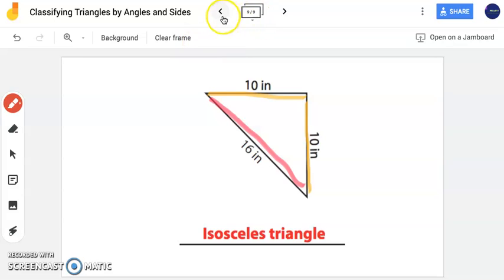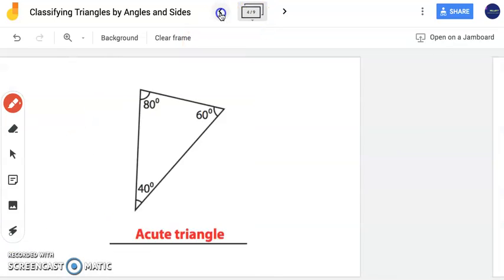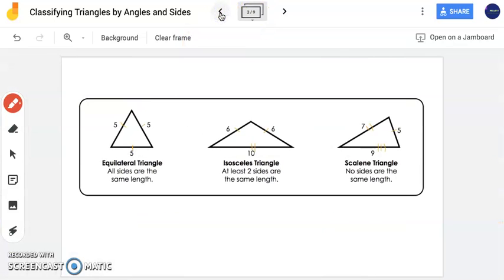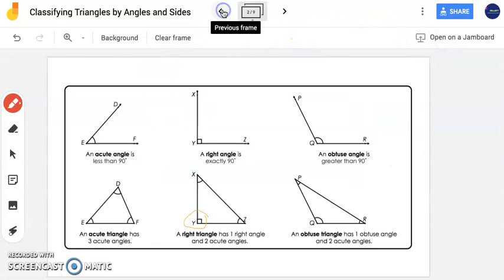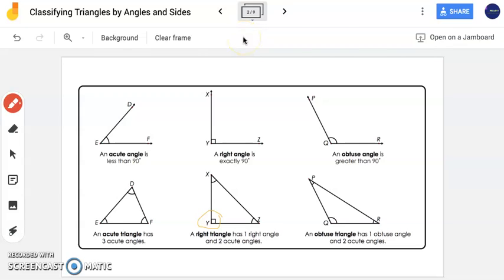Now, during today's activities, I encourage you to go back through this video. I encourage you to review the meaning of each of these types of triangles, whether you're classifying them by angles or by sides. So I encourage you to refer back to this video or previous videos on my YouTube channel at any time to help you with today's activities.